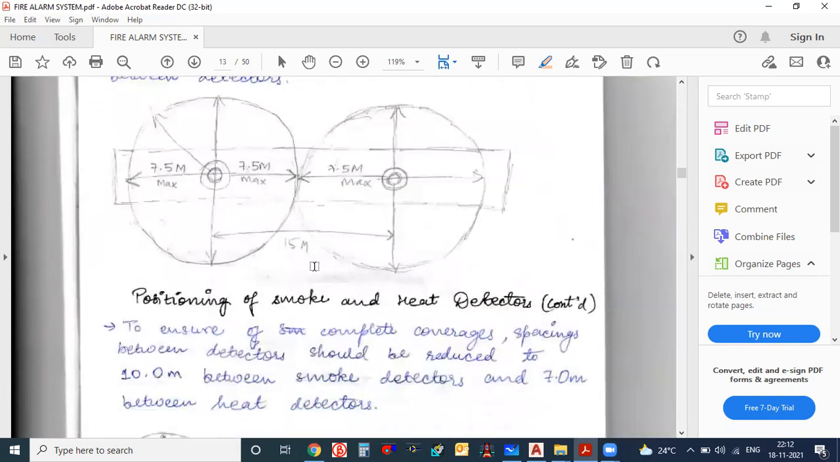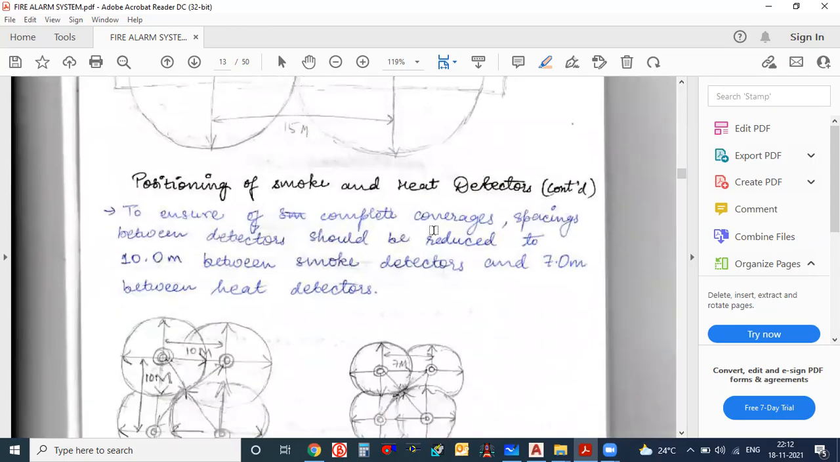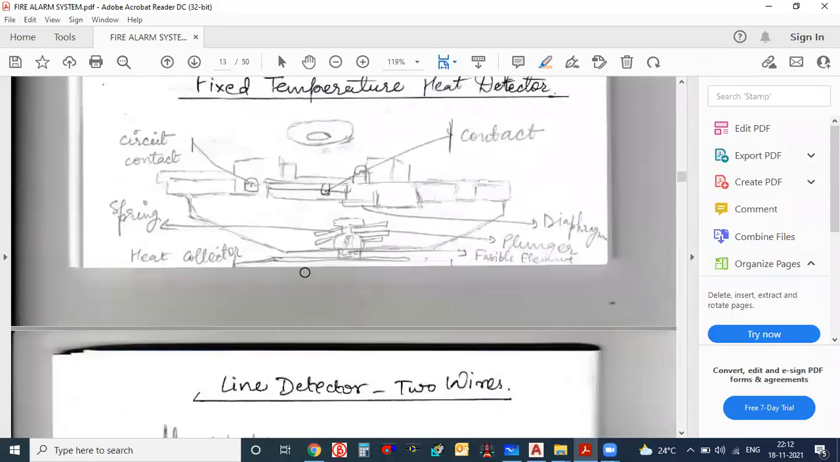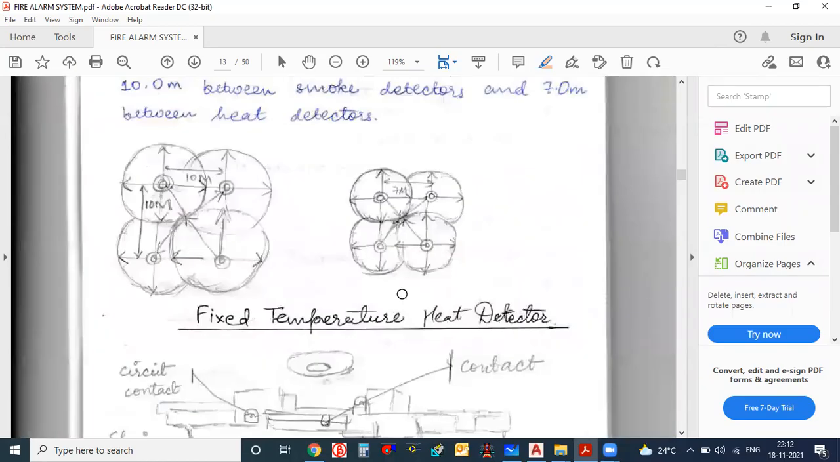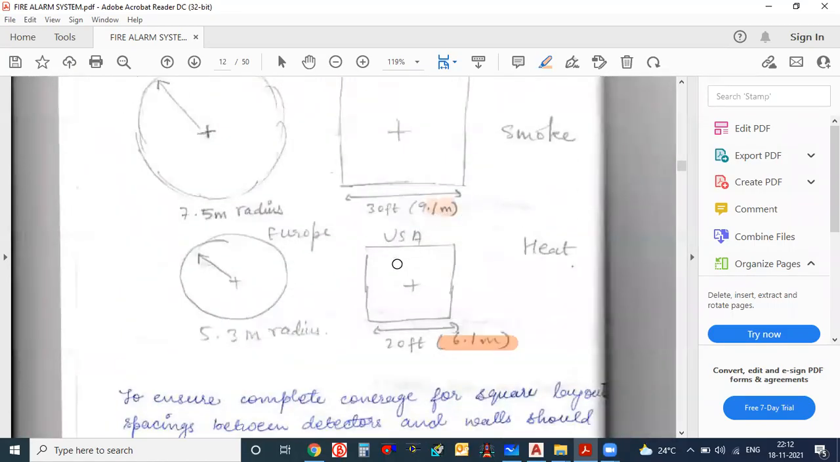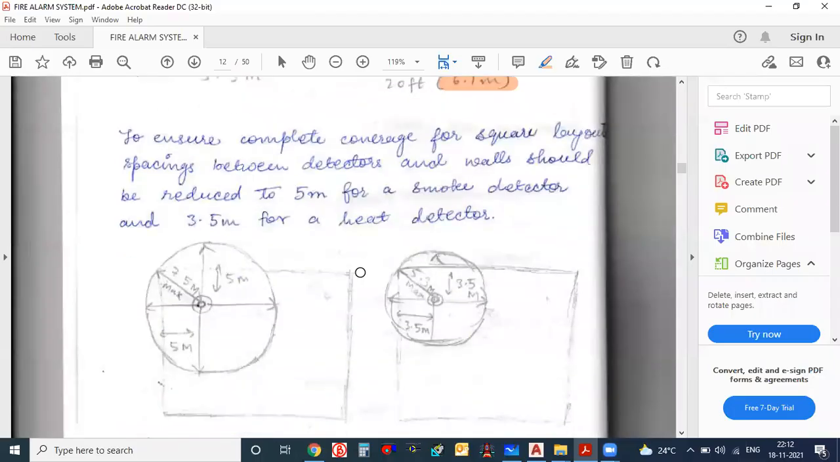Just leave this. Positioning of smoke and heat detectors. To ensure complete coverage, spacing between detectors should be reduced to 10 meter for smoke and 7 meter for heat detectors. Okay, leave this. Some things are given, but understand this only: 6.1 meter for heat, 9.1 for the smoke detector, which is center to center, detector center to center, right? Yeah.